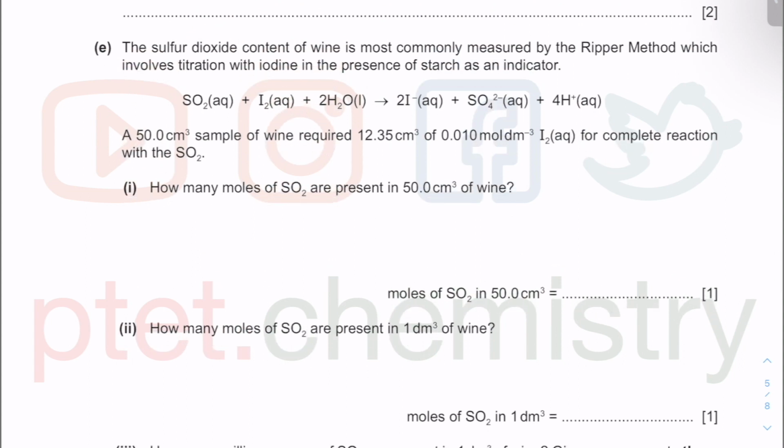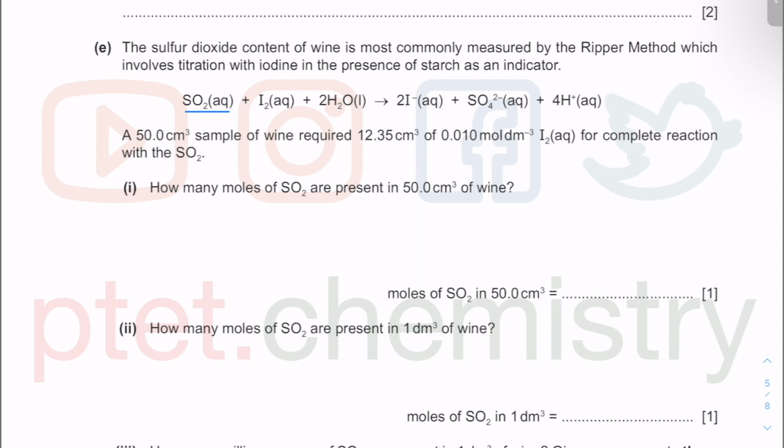Now question part E, we have a mole calculation question here. So the wine contains SO2. As mentioned, you add it as an additive in order to prevent the wine from getting oxidized, because wine has alcohol, and when the alcohol gets oxidized to carboxylic acid, your wine will no longer have the alcohol content. It will just be sour, and you don't want to be drinking sour wine. Otherwise, you might as well just drink some vinegar, like apple cider vinegar or something like that. Anyway, how many moles of SO2 are present in 50 cm³ of the wine?